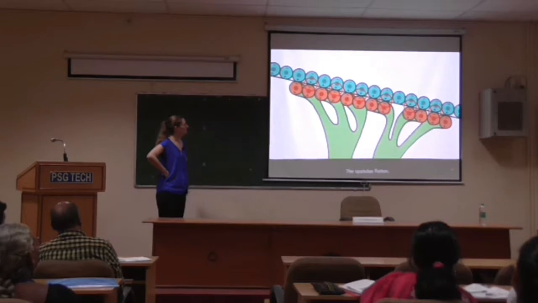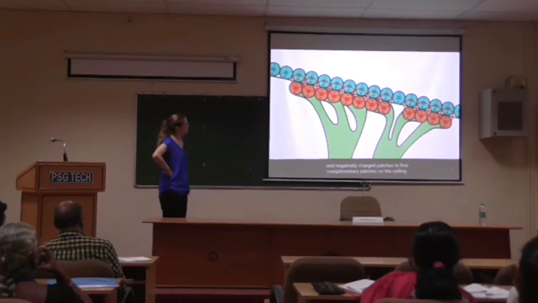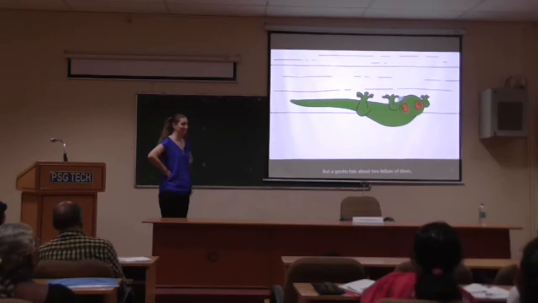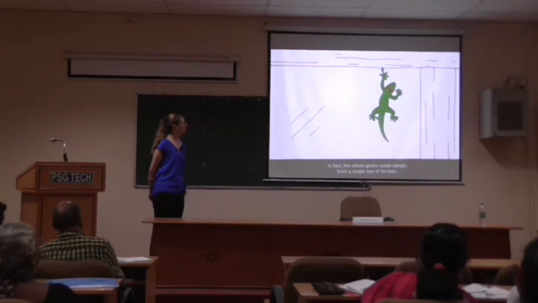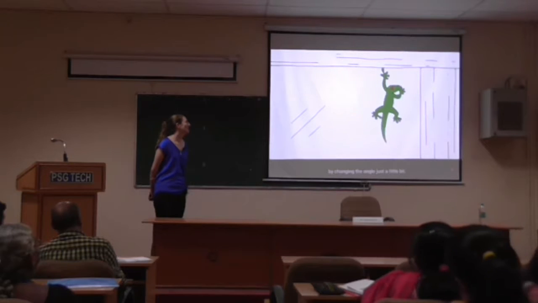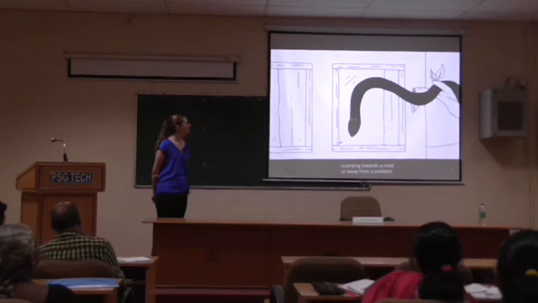The spatulae flatten, creating lots of surface area for their positively and negatively charged patches to find complementary patches on the ceiling. Each spatula only contributes a minuscule amount of that van der Waals stickiness. But a gecko has about 2 billion of them, creating enough combined force to support its weight. In fact, the whole gecko could dangle from a single one of its toes. That super stickiness can be broken, though, by changing the angle just a little bit. So, the gecko can peel its foot back off, scurrying towards a meal or away from a predator.